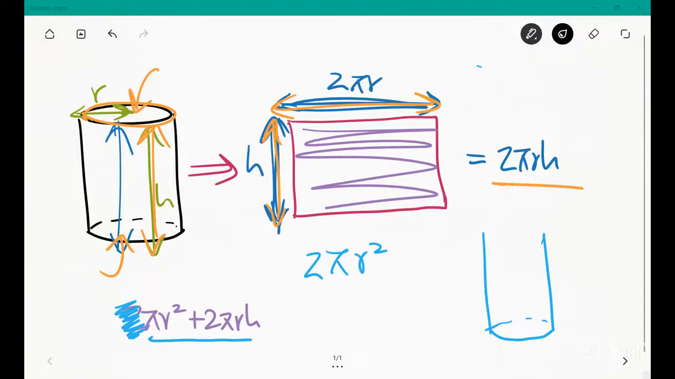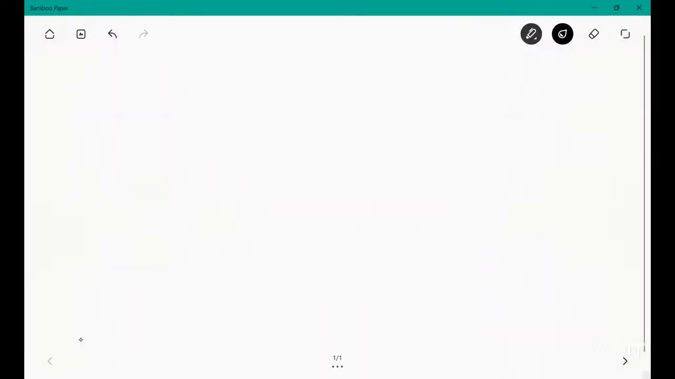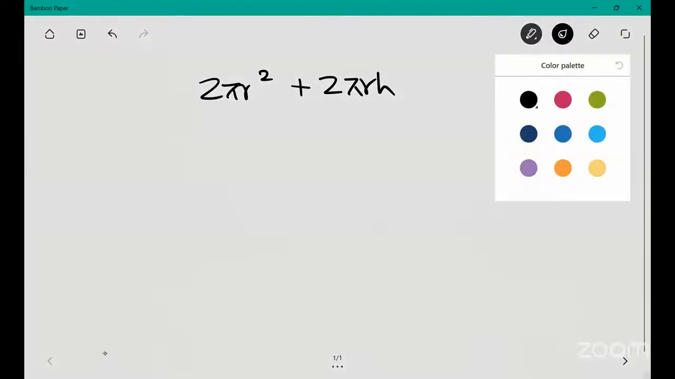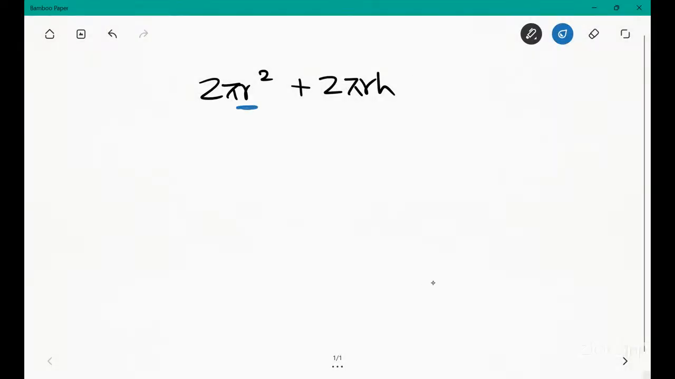Okay, so then we'll just move on to a question. Again, they can ask you this question in many different ways. When you look at the equation, it's 2 pi r squared plus 2 pi r h. So you have only two unknown terms. What are the unknown terms? R and h.